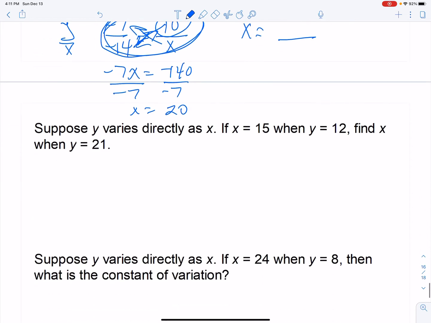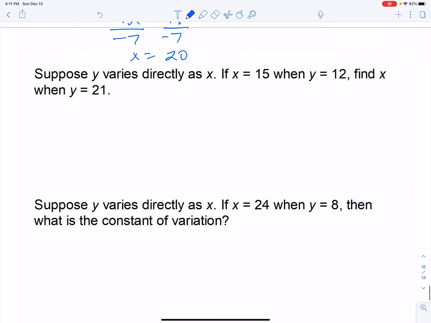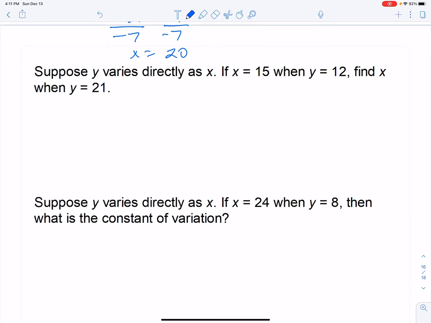So let's look at 2 more questions real quick, and then I'll talk about the assignment, and then you can complete the assignment. Suppose y varies directly as x.